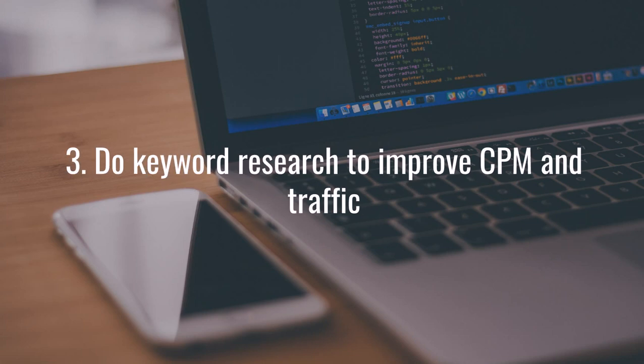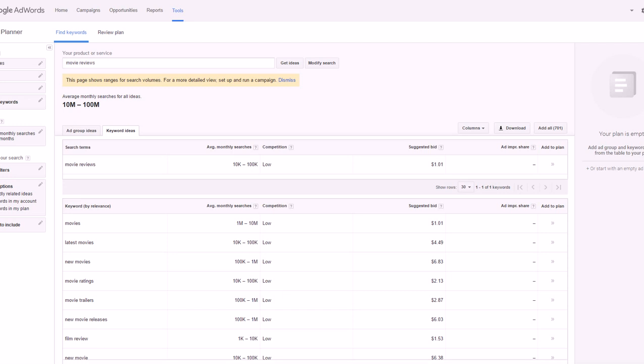Number 3, do keyword research to improve your CPM and traffic. So your CPM is how much you're making from people looking at your ads. So let's say you do an entertainment channel, you're not going to make much per 1,000 views as compared to a business or a reviews channel.